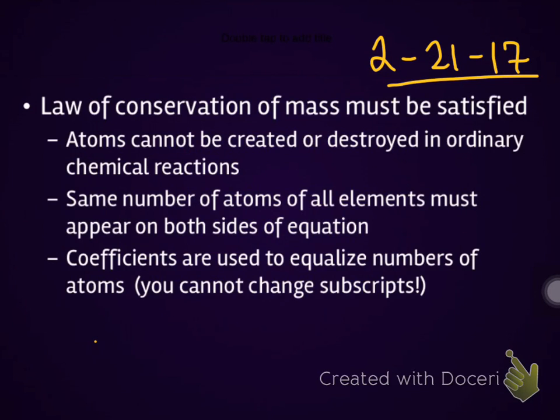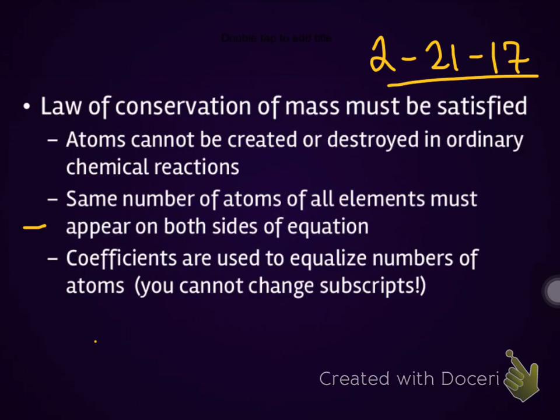So in order to talk about satisfying the law of conservation of mass, we kind of have to remember what it is. Basically, it says you can't create or destroy matter. So you cannot create an atom from nowhere, and you can't destroy an atom in the course of an ordinary chemical reaction. That takes fission or fusion, which means that we have to have the same number of atoms of all elements on both sides. They can change dance partners, but they have to stay.